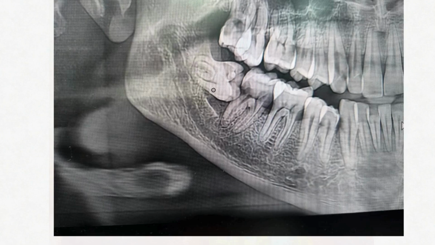So in this case, the patient came to our clinic complaining of a severe pain in his lower right quadrant. The patient has been acknowledged before that the lower wisdom is horizontally impacted and has caused caries in the lower 7 due to the food impaction in this area. But our question was, are we going to extract the 7 or are we going to keep it?